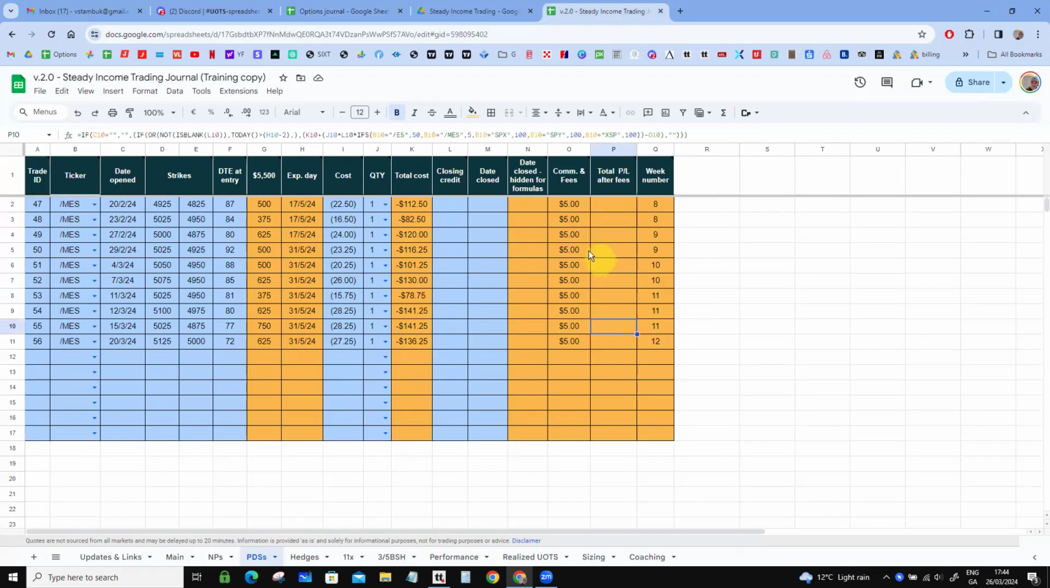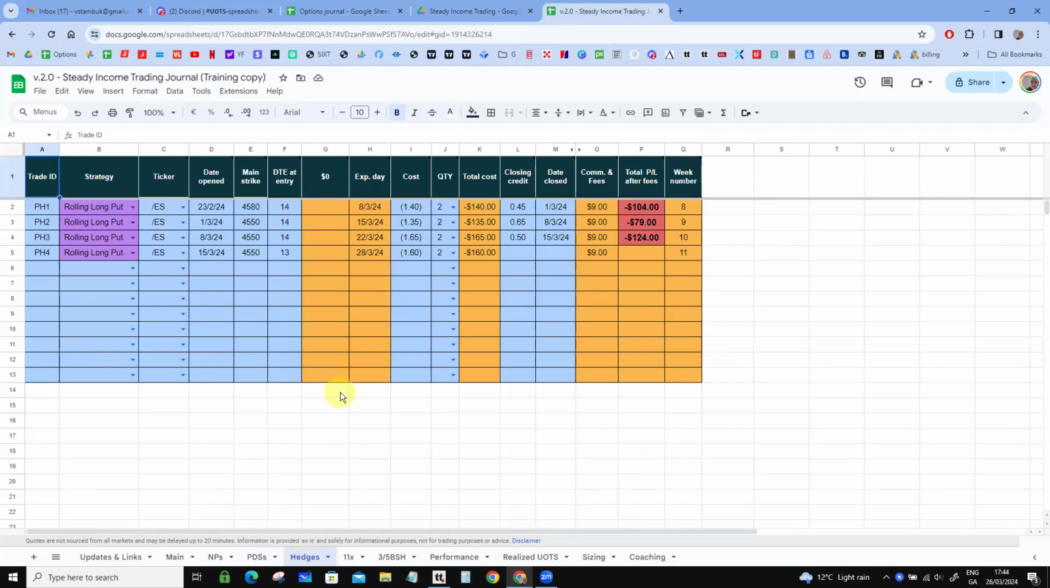And this is self-explanatory. So, any questions on the put debit spreads? No. Okay, so now we'll go to hedges.